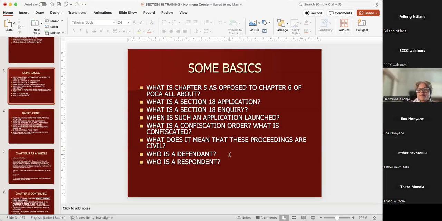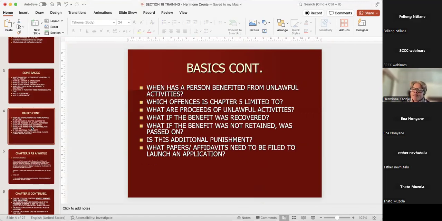We'll look briefly now at what is a Section 18 application as opposed to a Section 18 inquiry, when is such an application launched, what is a confiscation order, what is declared forfeited, what does it mean that these proceedings are civil, who is the defendant, who is the respondent, when has a person benefited from unlawful activities, because that's the essence of the inquiry. Whether the person has benefited and what is the value of that benefit is essentially what the court is concerned with in a Section 18 inquiry.